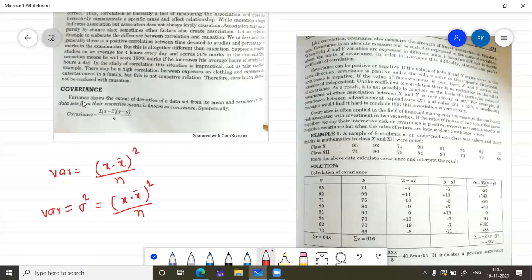So now we are talking about the covariance. Variance shows the extent of deviations of a data set from its mean, and the variance in two data sets from their respective means is known as covariance. So we evaluate the covariance using this formula, from the two data sets x and y: covariance equals the summation of (x minus x bar) multiplied by (y minus y bar), divided by n.